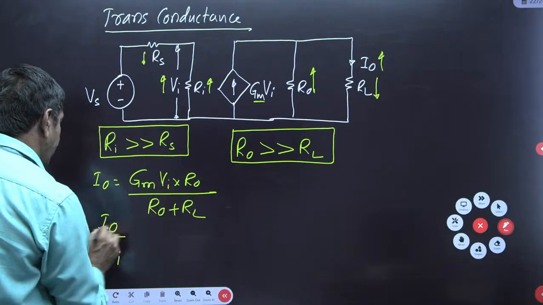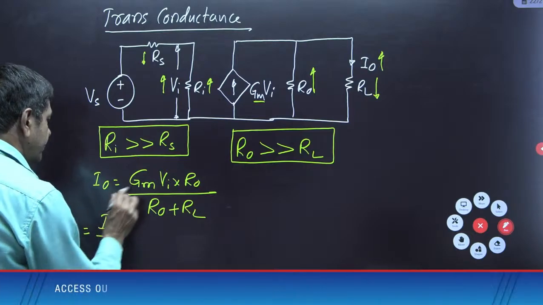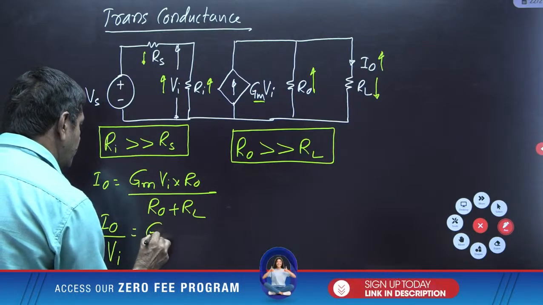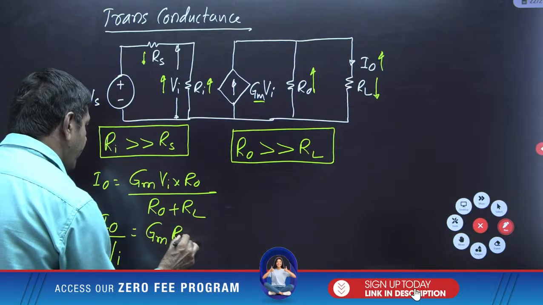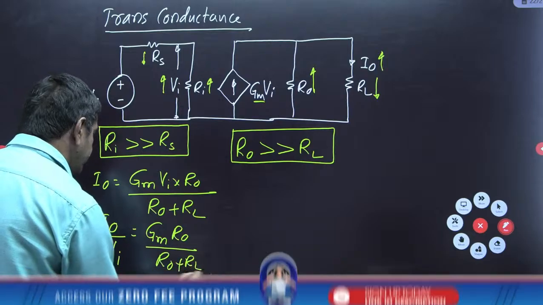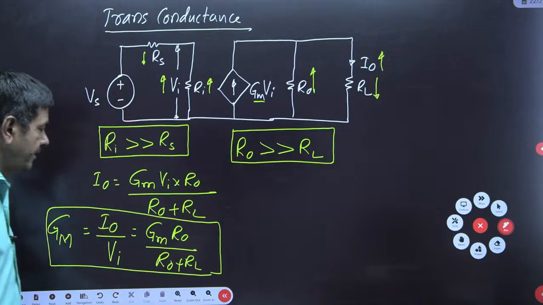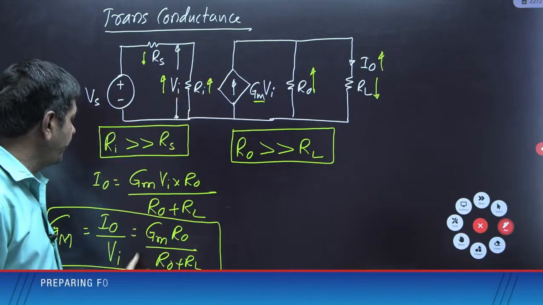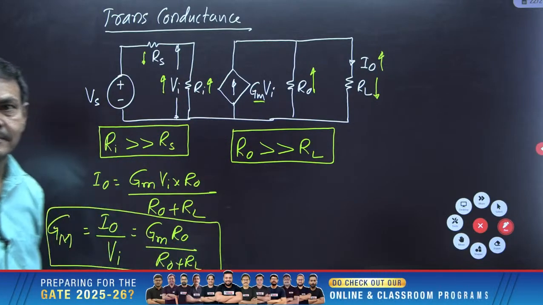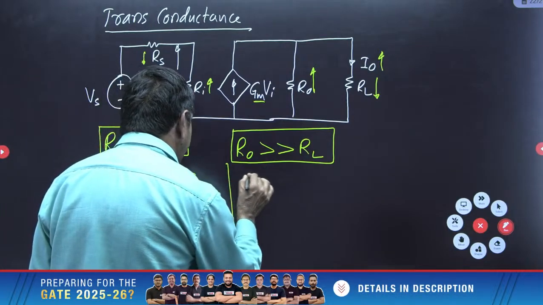I0 by Vi I have taken as G suffix capital M. So I will get Gm into R0 by R0 plus RL. This is G suffix capital M. If you are asked to find the I0 by Vi, you must use this formula. This answer is correct.